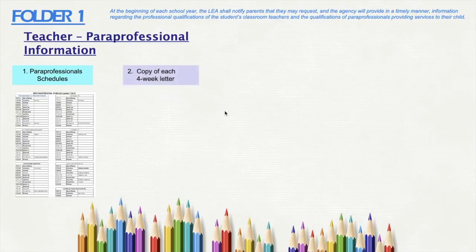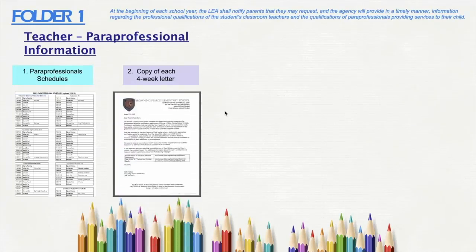Second thing you'll see is a copy of each 4-week letter. And this is a sample from Brown and Pierce of what a 4-week letter looks like. What a 4-week letter does is, if a substitute is going to be teaching your student, or a teacher that's teaching your student does not meet the qualifications of the state, you're required to send this letter home after 4 weeks of being in the classroom. The parents have to be notified of that, and you need documentation of that.